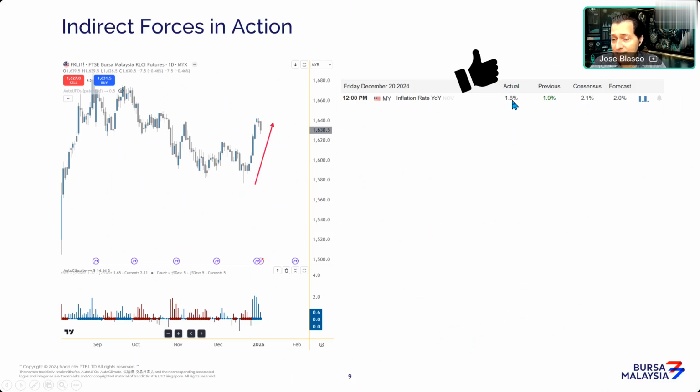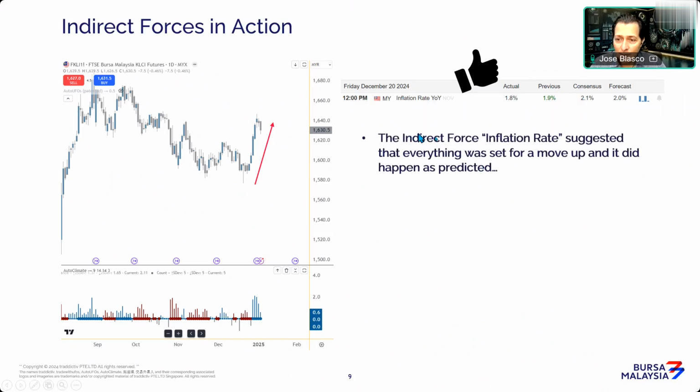And not only better than expected, better than the prior number too. So, I mean, if you were to have a regular, standard, common sense interpretation, you would say that's good, right? But what happened to the market? Well, the inflation rate suggested that everything was set for a move up, and it did happen as predicted.